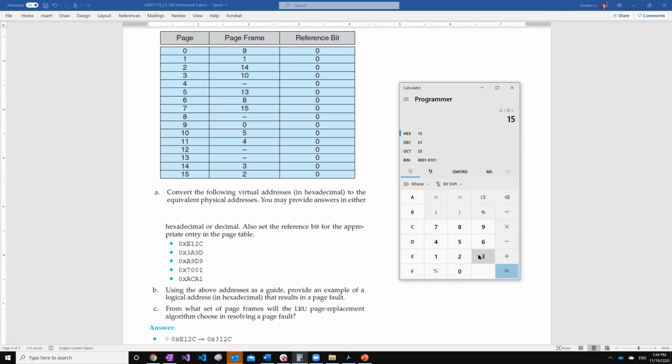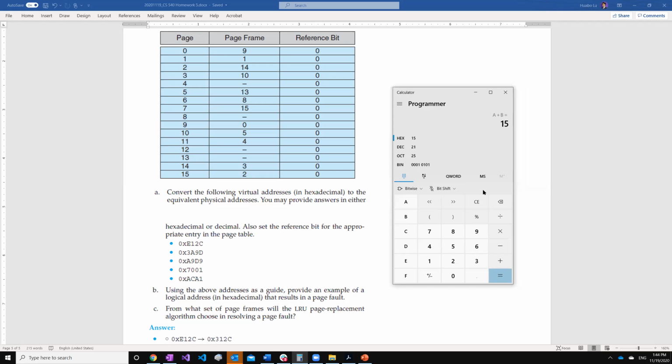A plus B, you say, so I got 15, right? No, it's not 15, it is 15. Okay, it is 15. So use this calculator here. Don't convert it into decimal. Yes, A is 10, B is 11. So in decimal, you get 21. Okay, you get 15 in hex.